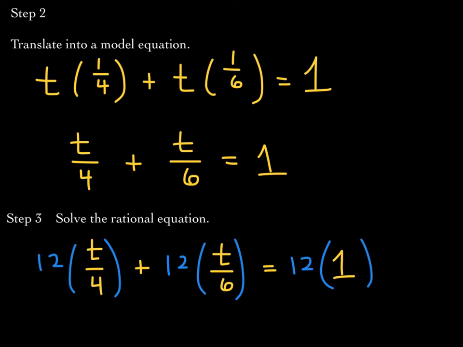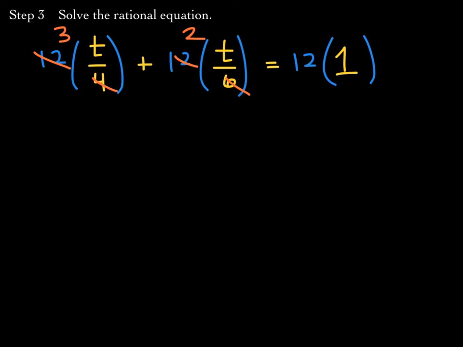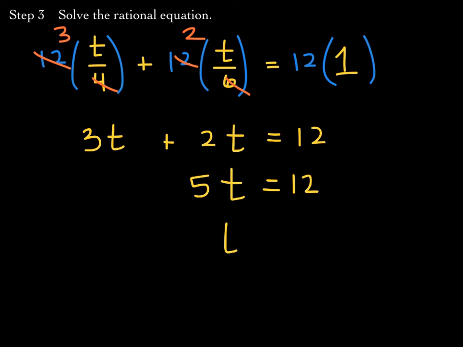Now step 3 is to solve the rational equation. We're going to do that by multiplying each term by the LCD, which is 12. Notice that 6 divides into 12 twice, 4 divides into 12 3 times, leaving you with 3T plus 2T is equal to 12. That is to say, 5T is equal to 12, or T is equal to 12/5.